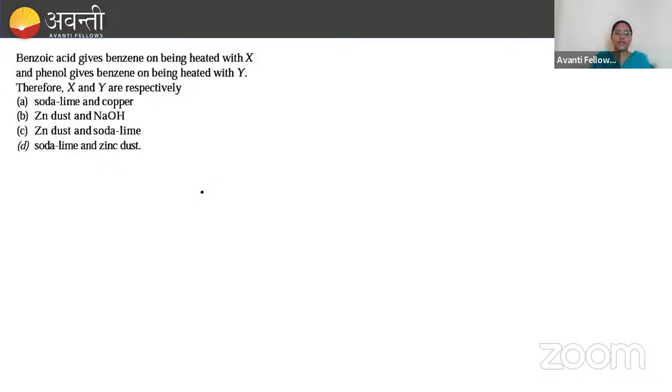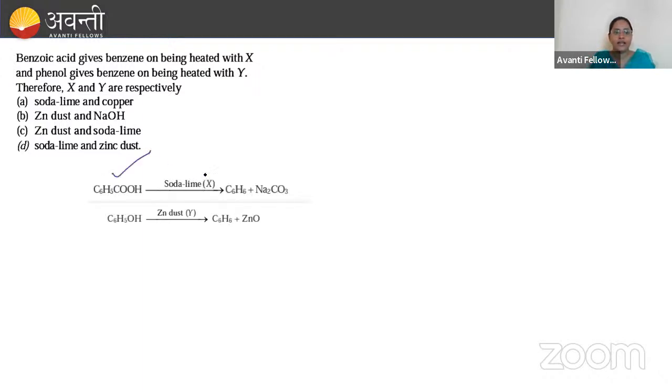Okay, benzoic acid gives benzene on being heated with X, and phenol gives benzene on being heated with Y. What are X and Y? See here the reaction. I have written benzoic acid, when heated with X, gives us benzene. Phenol when heated with Y gives us benzene. So what are those compounds, X and Y? What is X? Soda lime. And what is Y? Zn dust.